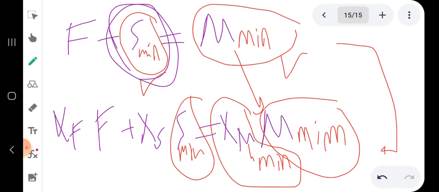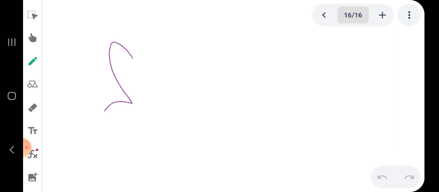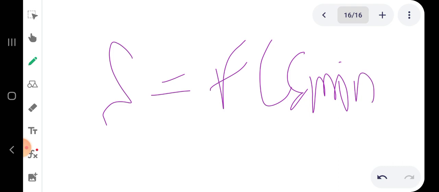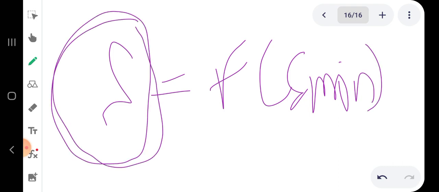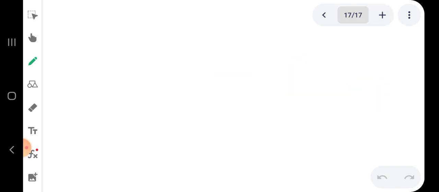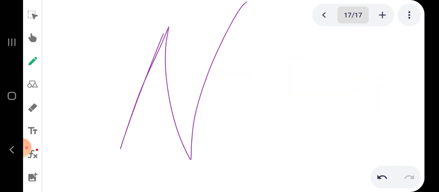Once you get the S minimum, you can use the given relation of S as a function of S minimum to get the solvent flow rate. Once you get the solvent flow rate, you can start the solution and get the number of stages as we discussed before. And that's it. That's all for this countercurrent multi-stage liquid-liquid extraction.